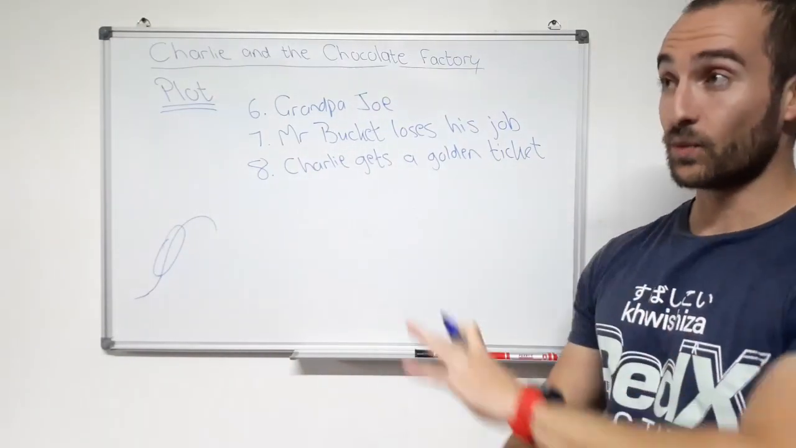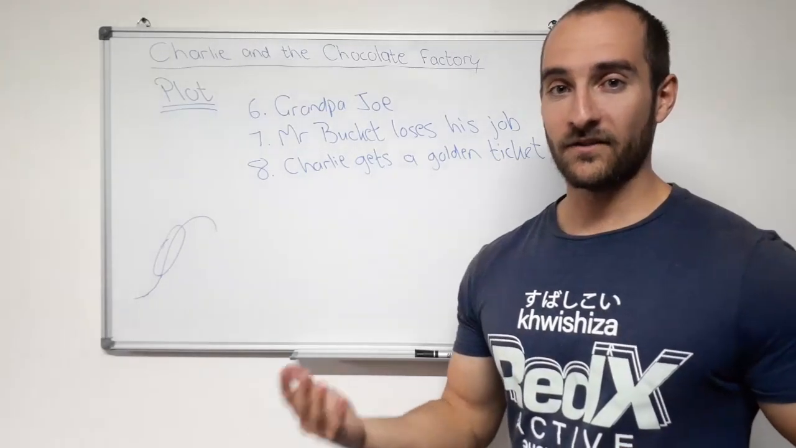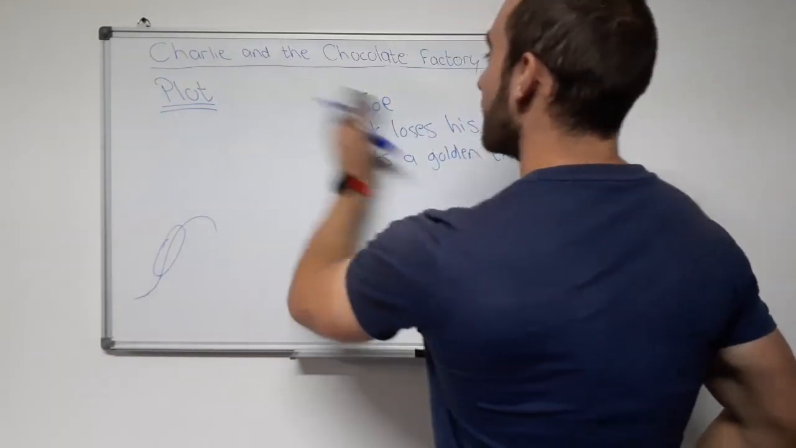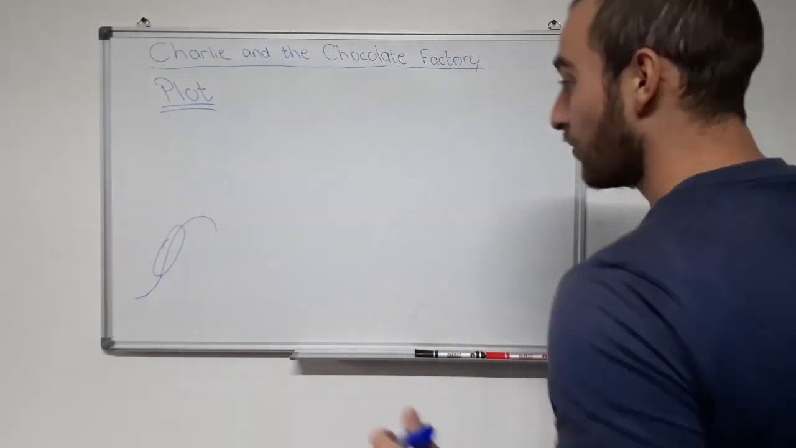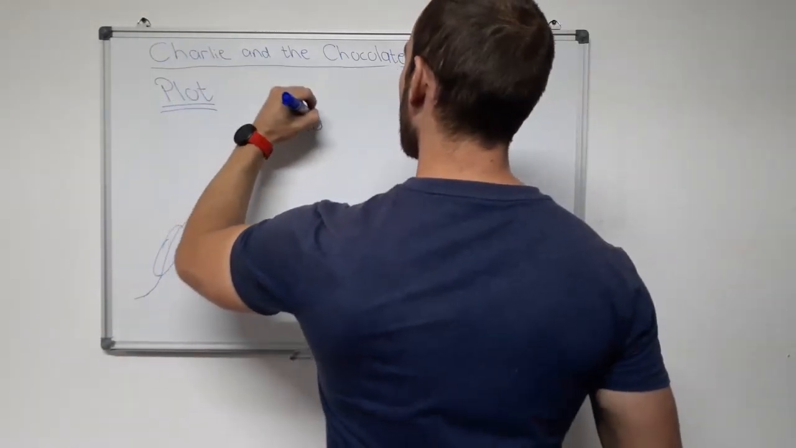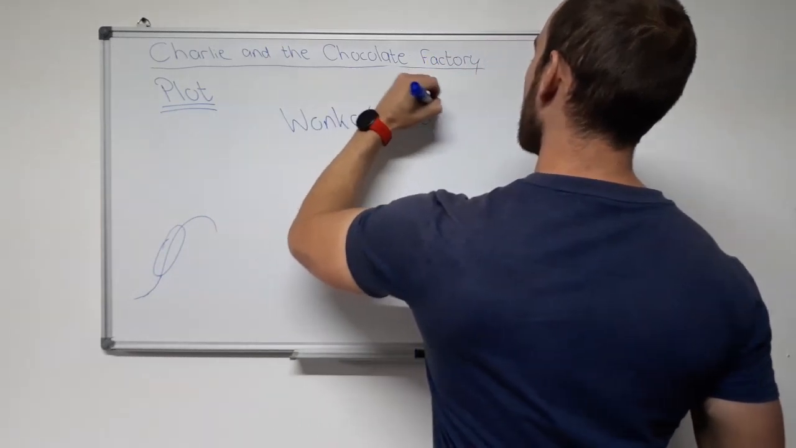We are now going to enter this wonderful place. The book now truly becomes a fantasy of some sorts. So I'm just going to erase this and we're going to start with the introduction of Mr. Wonka when they all arrive in the factory. So Wonka welcomes them all.